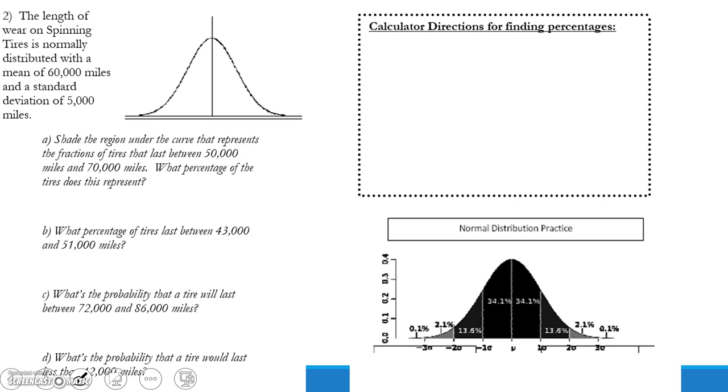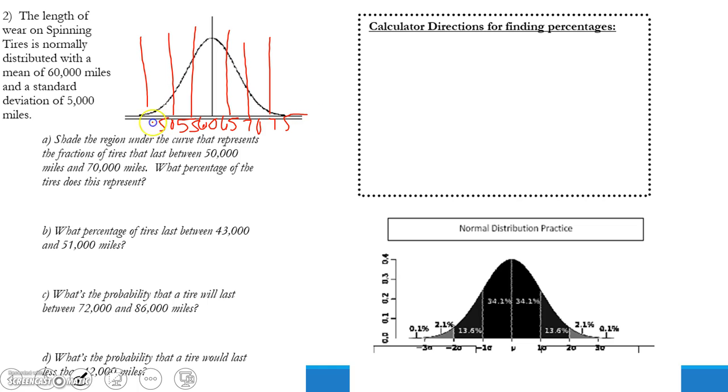All right, the next one: the length of wear in spinning tires is normally distributed with a mean of 60,000 miles. So I'm going to just use a 60 instead of 60,000 because I don't feel like writing all those zeros. And standard deviation of 5,000. If it doesn't tell you to do 3 lines, just automatically do it. So it says a standard deviation of 5,000, so I'm going to be skipping 5,000. 60,000 plus 5,000, 65,000, then 70,000, 75,000, and I go down.